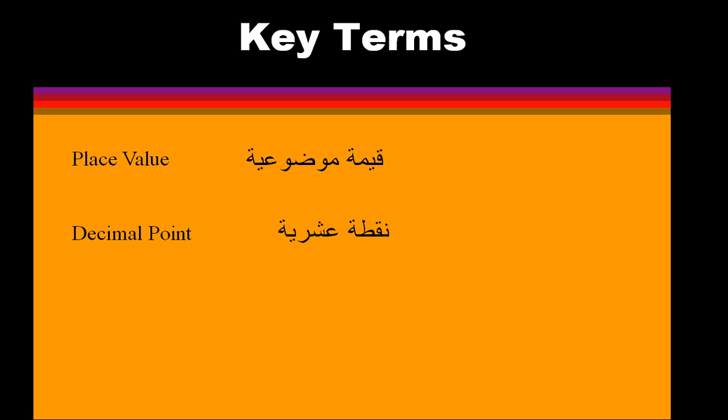All right, so let's start off with some key terms that we need to know. The first term is place value. The second term is decimal point. Okay, so we'll talk a lot about those two, and you'll see them many times today.